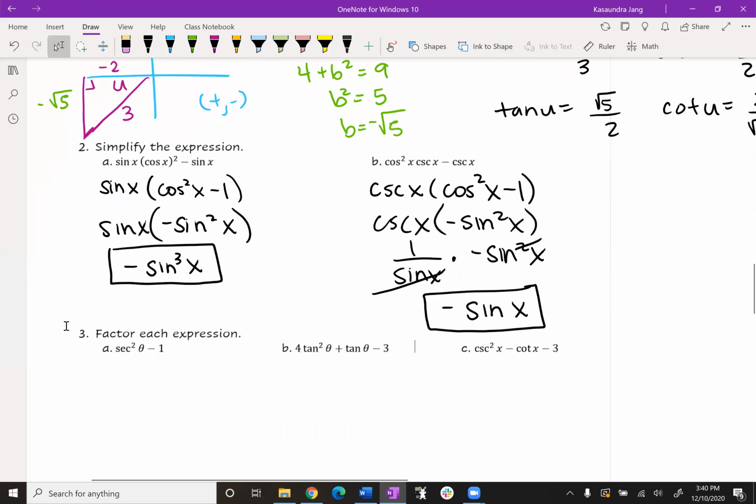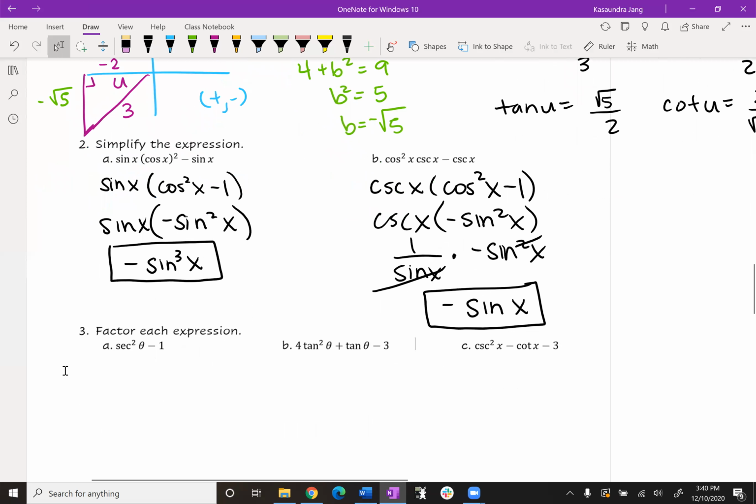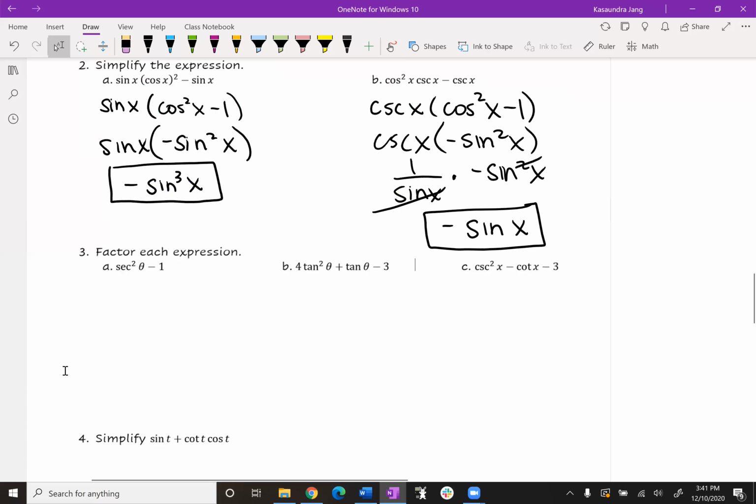Okay, and then number 3 here says to factor each expression. When I factor, like if this said x squared minus 1, I would use my difference of squares. I would factor this to be like an x plus 1 times x minus 1. All right, so difference of squares on this. I don't have a plain x, I have a secant that is squared, but kind of the same deal. I'm going to factor this into a secant of theta minus 1 times a secant of theta plus 1. So I factored it with the difference of squares.